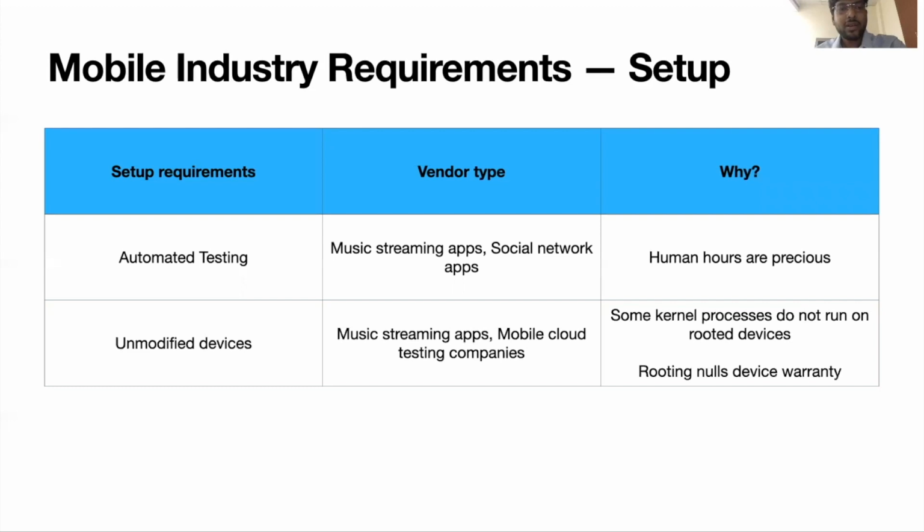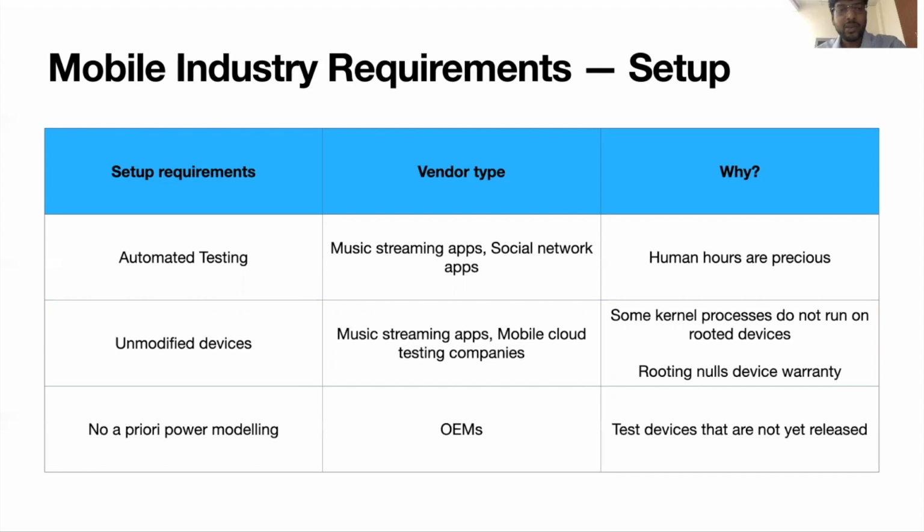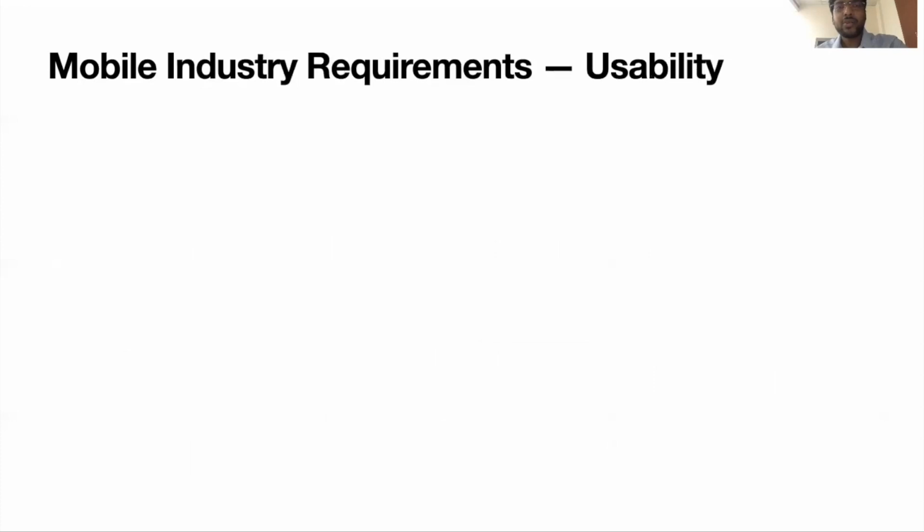They really wanted to run tests on unmodified devices. OEMs were concerned that some kernel processes actually do not run on rooted devices, and other app developers were concerned that rooting nulls the device warranty. So ideally, they would like to run these battery tests without modifying the devices. Further, OEMs stressed that they did not want any a priori power modeling because they were interested in testing the battery range of devices that were not even released to the market. The next set of requirements were around usability.